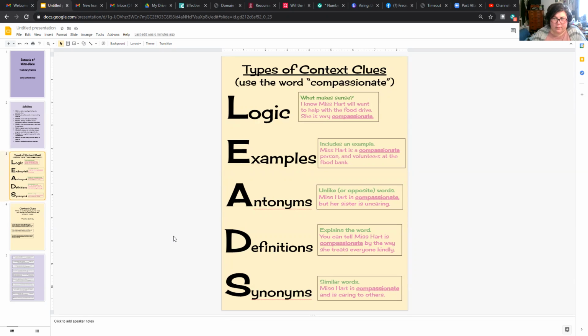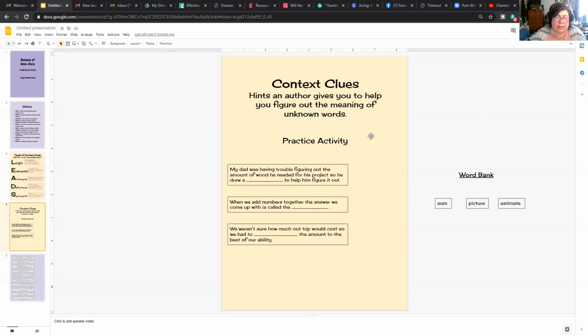Okay, everybody with me so far? You good? Okay, yeah, we went kind of fast. But let us use an example of how we can use these context clues to actually connect our words to our sentences. So the first sentence is, and this is a practice of what our assignment is going to look like. Our practice sentence is, my dad was having trouble figuring out the amount of wood he needed for his project, so he drew a what to help him figure it out.